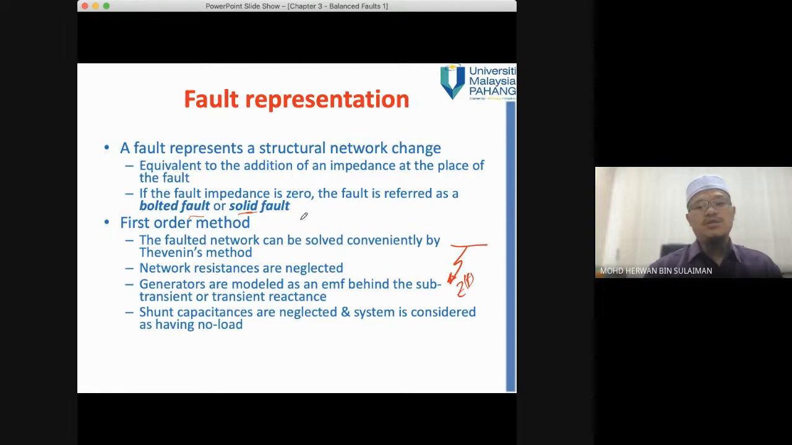And then first order method, what we do, we use ni yang you dah belajar dulu. Tak apa, kita akan refer balik. First order method, the faulted network can be solved conveniently. Depend on system lah. Kalau sistem tu 2 bus, memang convenient pakai sistem ni lah. Okay, the faulted network can be solved conveniently by Thevenin's. We call it Thevenin's. Belajar ingat Thevenin dulu dekat CA. Ingat tak? Ingat tak kat CA belajar dulu? Kelas?